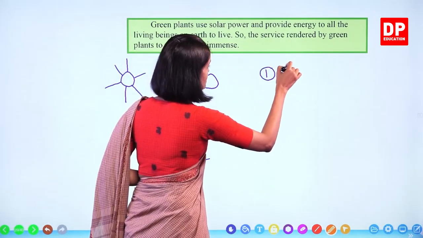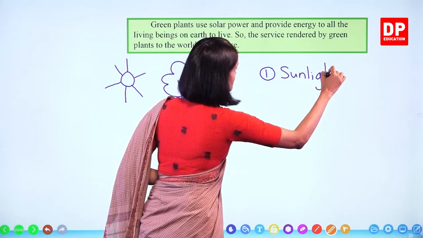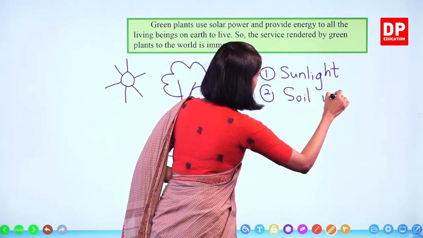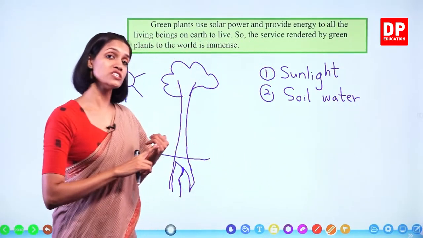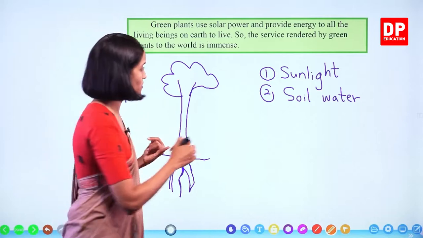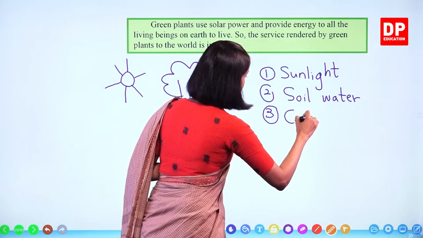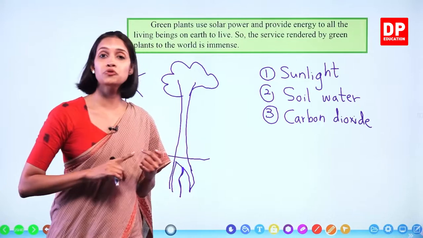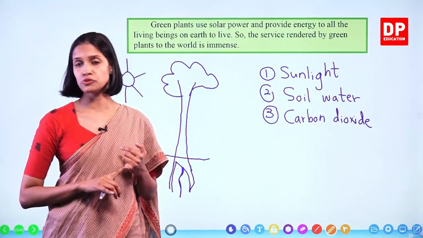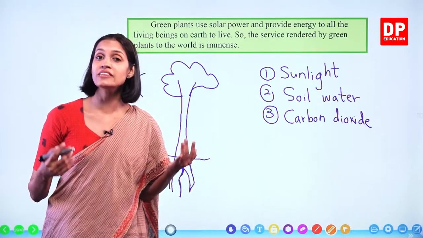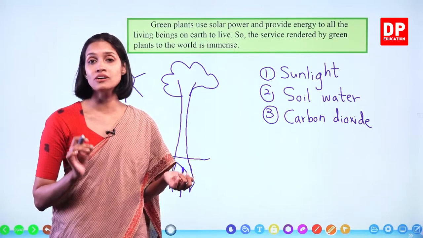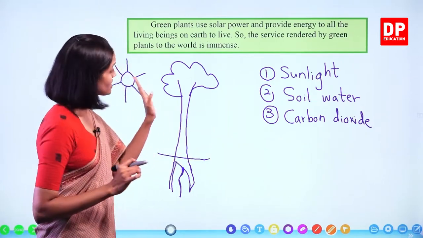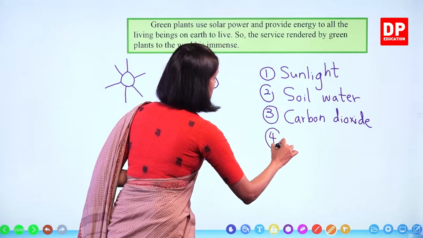What are the factors? Sunlight. Then, soil water. Then, what is the gas essential, children? Carbon dioxide gas present in the environment. Carbon dioxide gas. And finally, the green plants can do photosynthesis. The green plants can produce their own food. Why? What is the reason? Because they are green. Why are they green? Because of the presence of a pigment called chlorophyll. So because of that, the chlorophyll is also an important factor that is essential for photosynthesis. Chlorophyll.